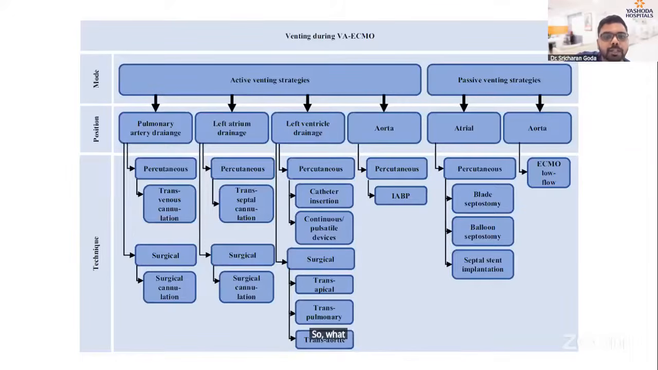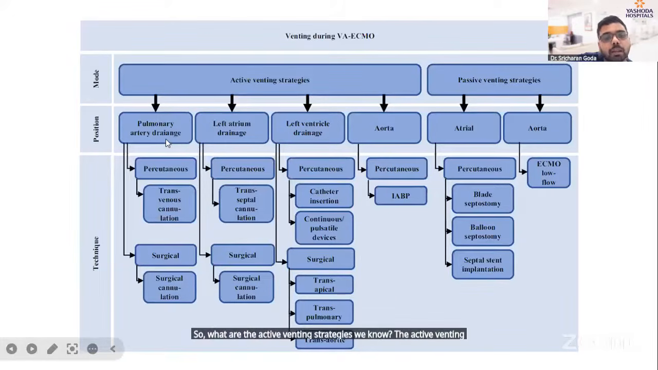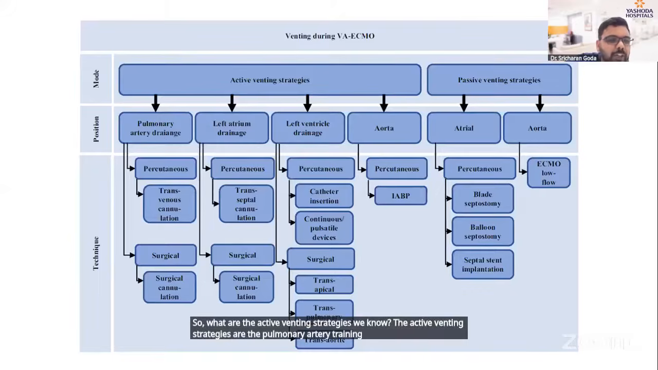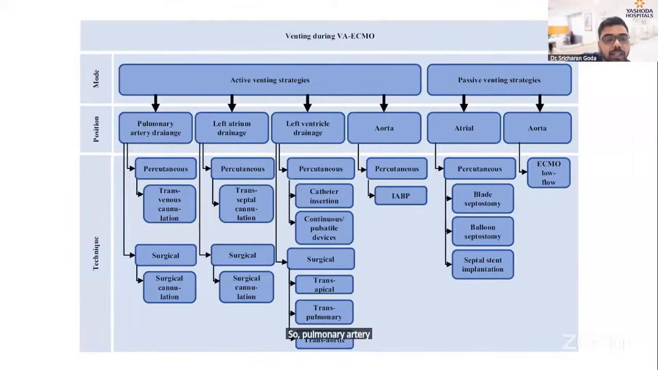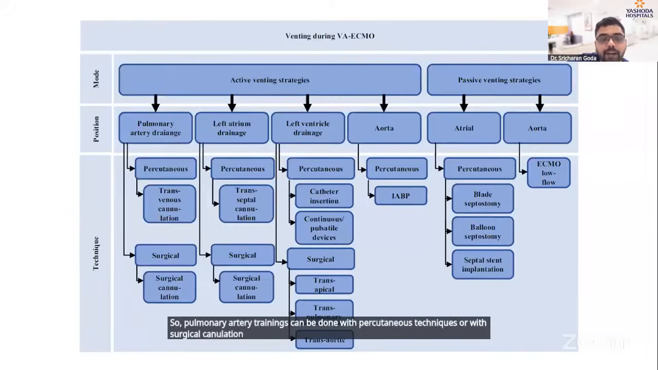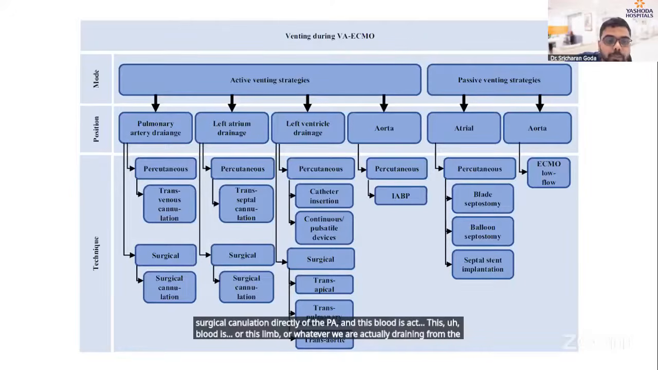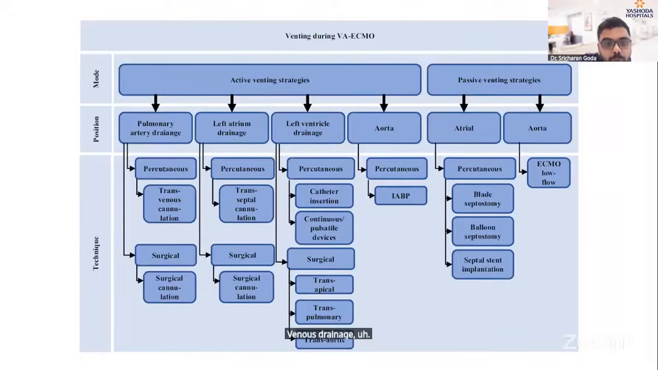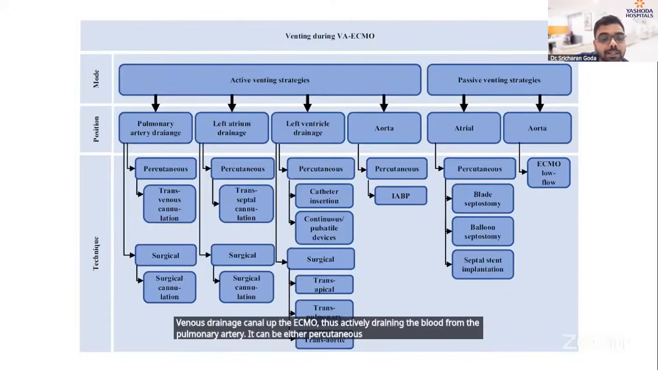So what are the active venting strategies we know? The first is pulmonary artery drainage. This is a relatively newer modality called PA-VA ECMO, where pulmonary artery drainage can be done with percutaneous techniques or with surgical cannulation directly of the PA. The limb draining from the pulmonary artery is directly connected to the venous drainage cannula of the ECMO, thus actively draining the blood from the pulmonary artery. It can be either percutaneous or surgical initiation. So that is active pulmonary artery drainage.